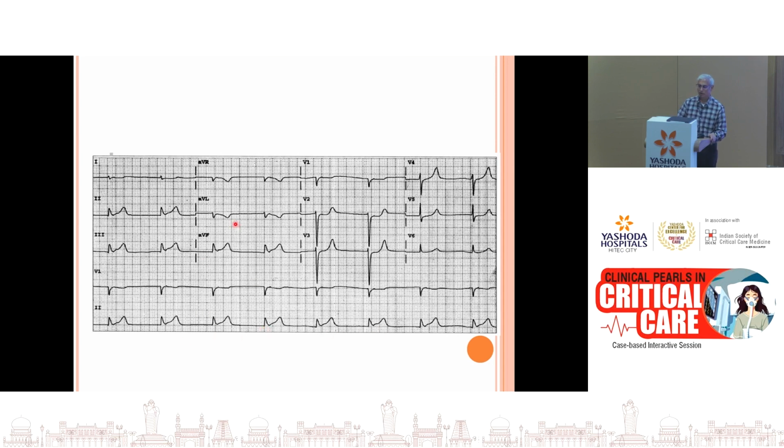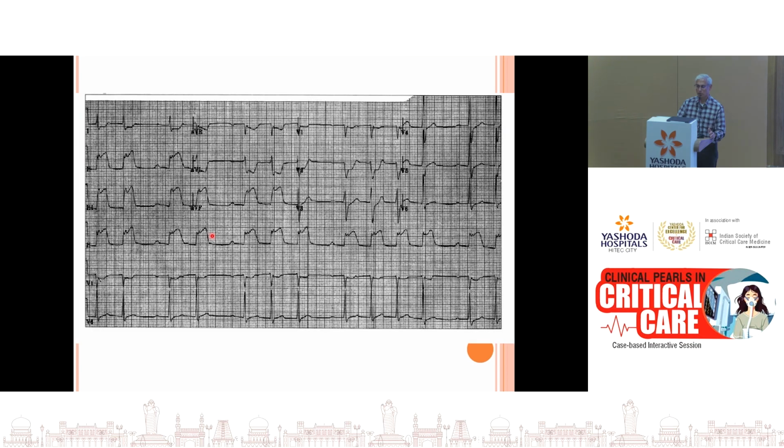There is an inferior wall myocardial infarction that is complicated by a sinus arrest and a junctional escape rhythm. So this is one of the common complications of inferior wall myocardial infarction, and these patients may require a temporary pacemaker, but often this gets corrected by giving intravenous atropine, especially if the heart rate is low.